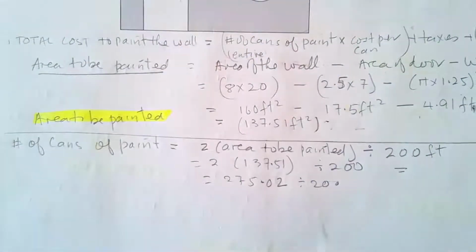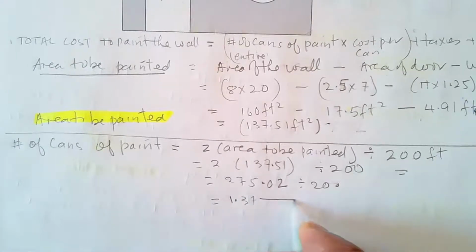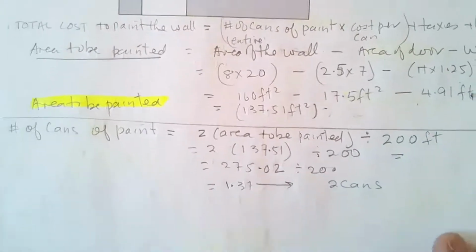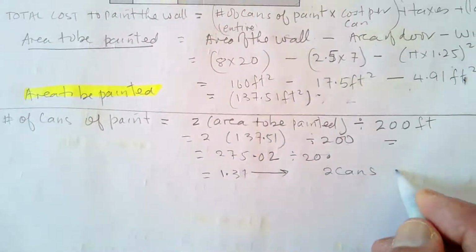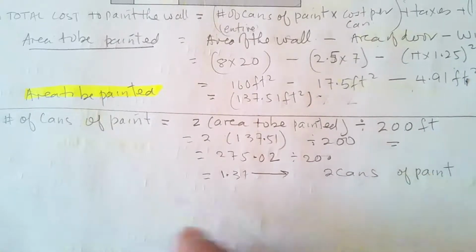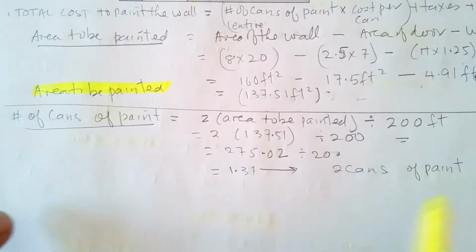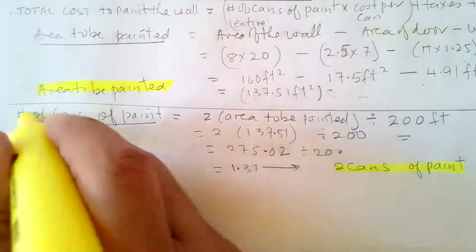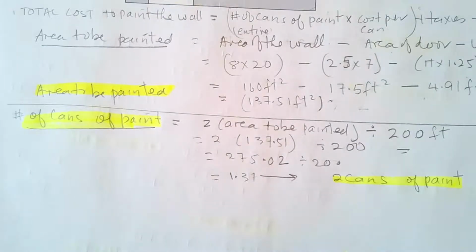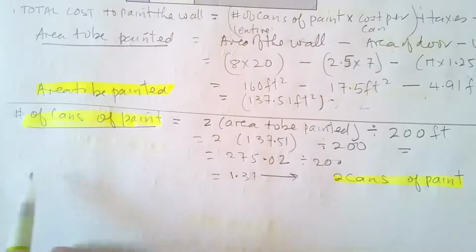Okay. So this gives us 1.37. Now we need to round up. So we need 2 cans of paint, because we cannot buy 0.7 of a can of paint. So we highlight that, 2 cans of paint required. So we've done this part here. Now we find our labor cost.